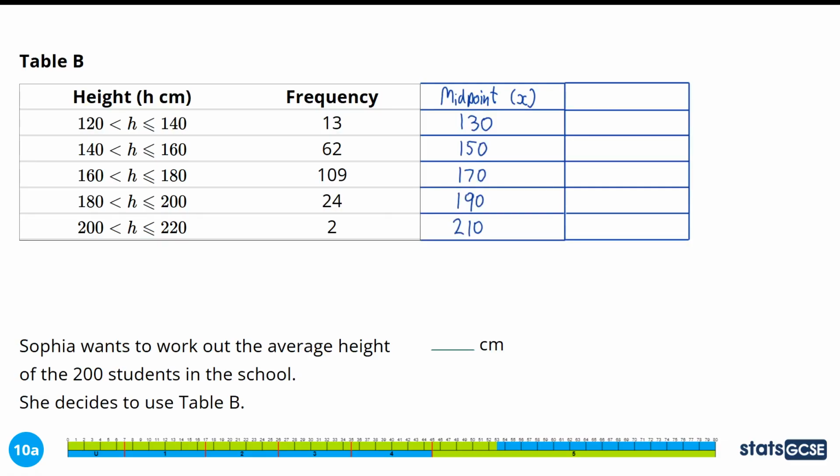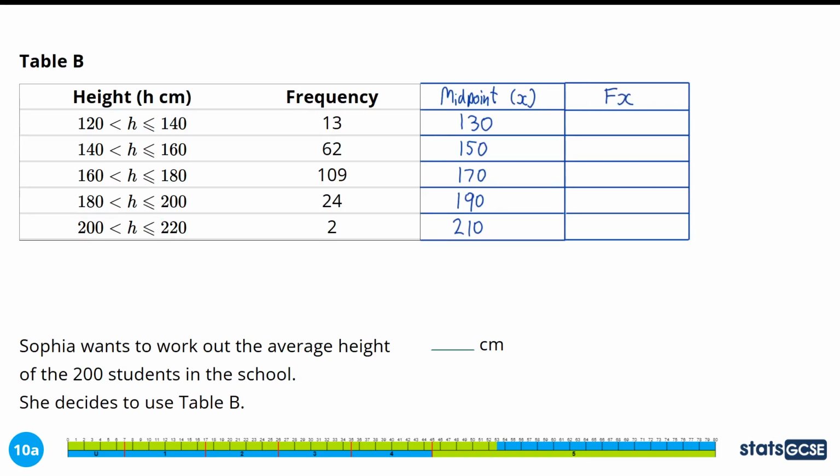If you don't know how to find a midpoint, what you can do is add the two numbers together, the lower number and the upper number in the group. So 200 plus 220 is 420, and then divide by 2, which is 210.